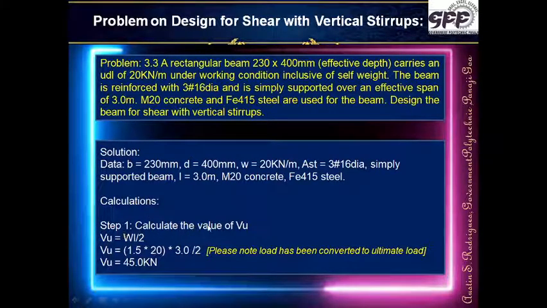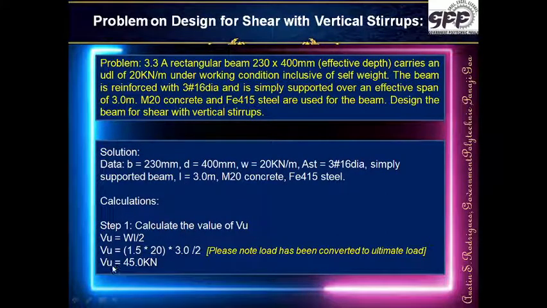So we calculate the value of VU. In order to calculate the value of VU, the shear force for a simply supported beam with a UDL, the maximum shear force is given as W into L by 2. Now what is W? Since this W is working condition, it is W multiplied by 1.5. Please note that the load has been converted to ultimate load by multiplying a load factor over here. So 1.5 into 20 multiplied by 3 by 2. So 3 is the effective span already given to us, divided by 2.